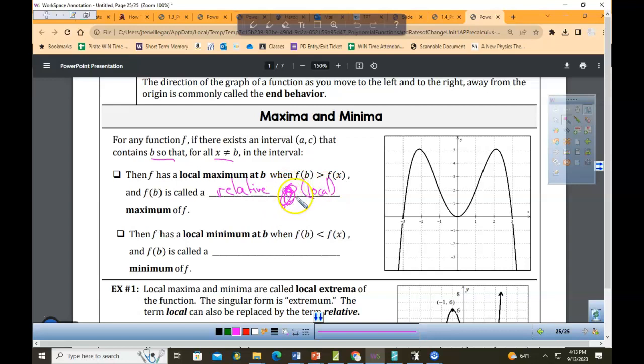Relative or local max. And what that just says is on an interval, it is a max. It's not a global max. It's not the biggest a function can be, but in an area. For example, when we look at this, we have 2 maxes, right? Now, if I'm just looking at this interval, this is a relative max to that interval. Those are actually absolute maxes because the function doesn't go above them.